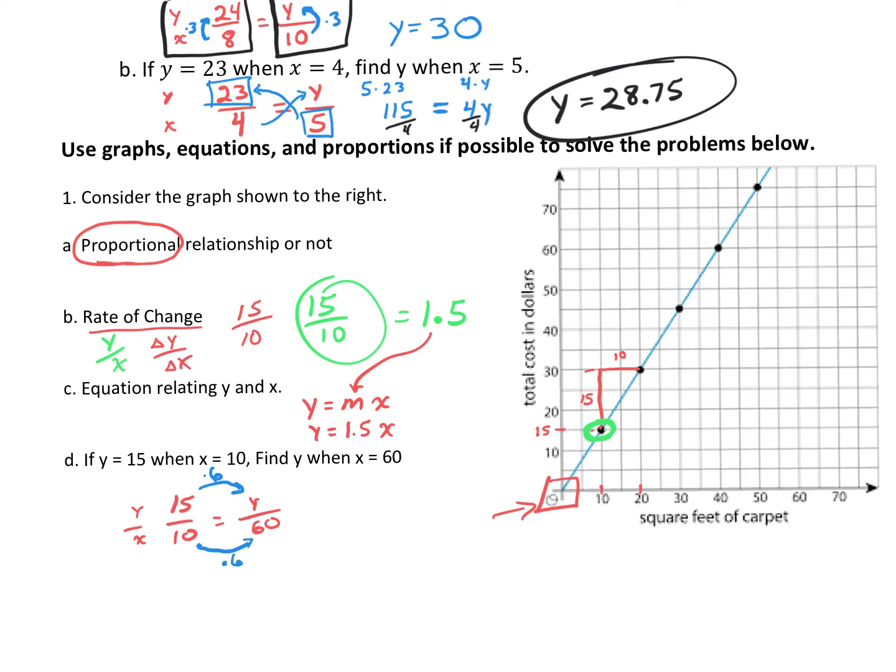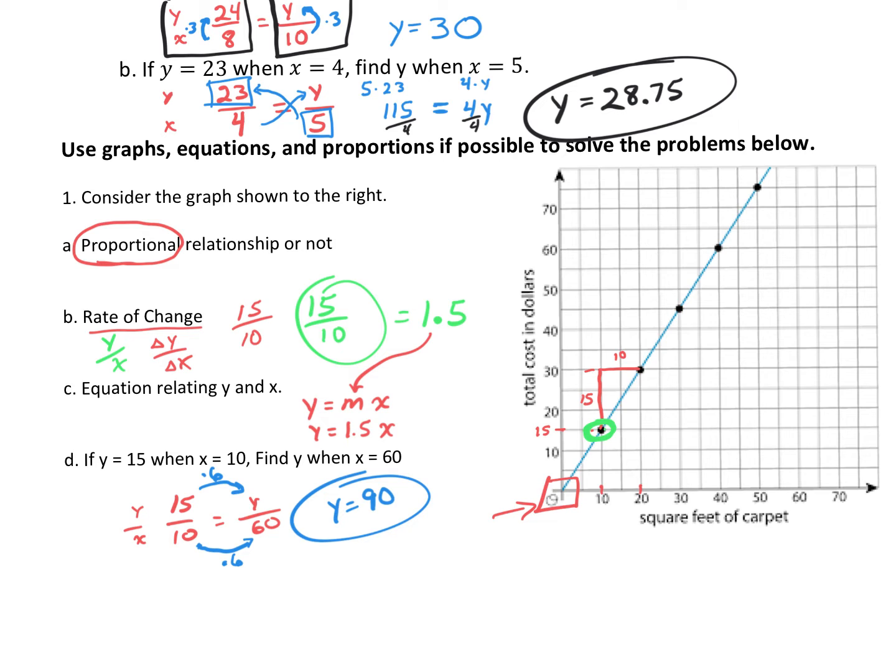So we can go across that way too. But whenever you go across or up and down, it's with multiplying or dividing, never adding or subtracting. You can't say 10 plus 50 is 60 and then 15 plus 50. No, adding, no. Multiplying, yes. So 15 times 6 is 90, so y equals 90.